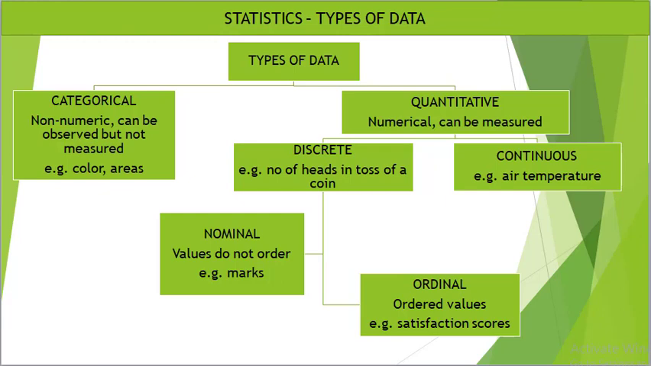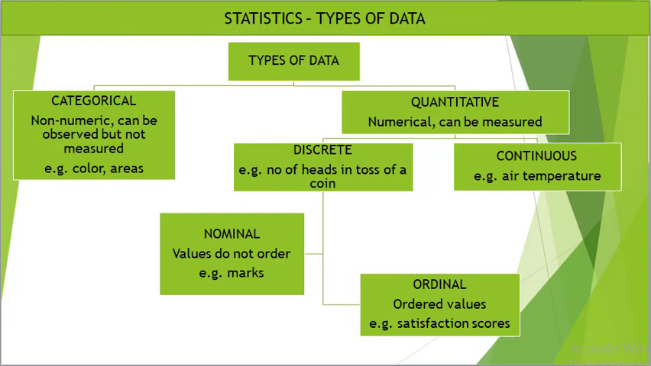Under discrete, again, we have two different types. One is nominal and the other one is ordinal. Let's talk about nominal. Nominal values are those which do not have any order. For example, marks. Marks can be 30, 40, 85, 65, 95, 99, 100, 67, right? These are nominal values. We do not have any order associated with them. Opposite to it, we have ordinal values.